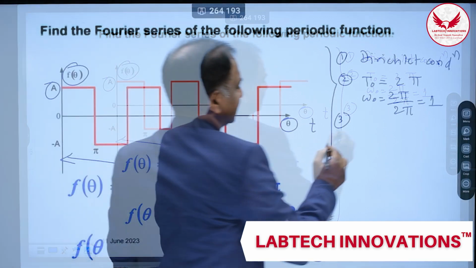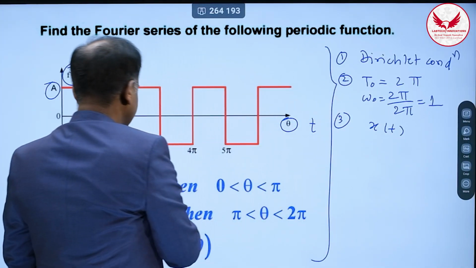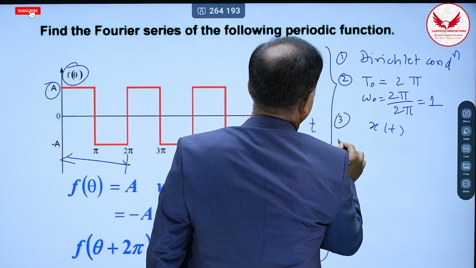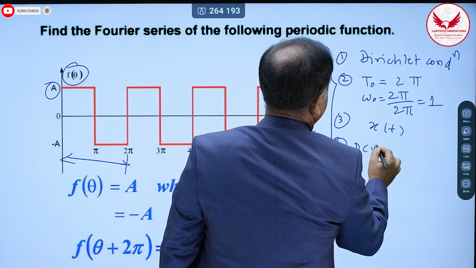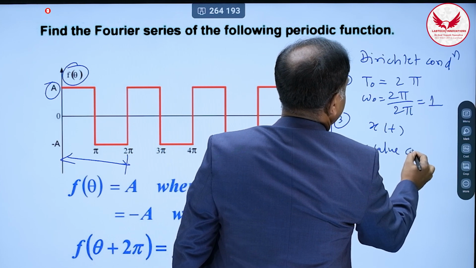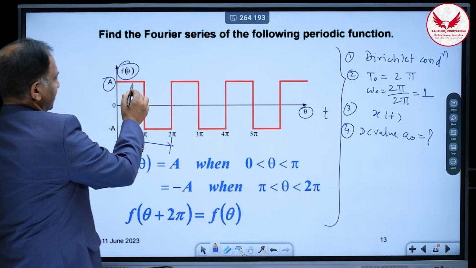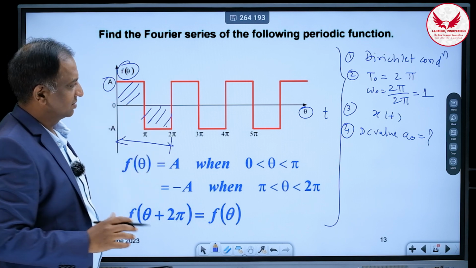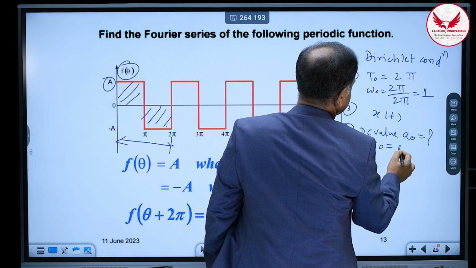Write the mathematical equation of x of t, where it is represented here as f of theta. Then the fourth step, you check the DC value, a0. If there is an equal positive half cycle and equal negative half cycle in one period, the DC value of the signal will be zero. So here a0 is equal to 0.